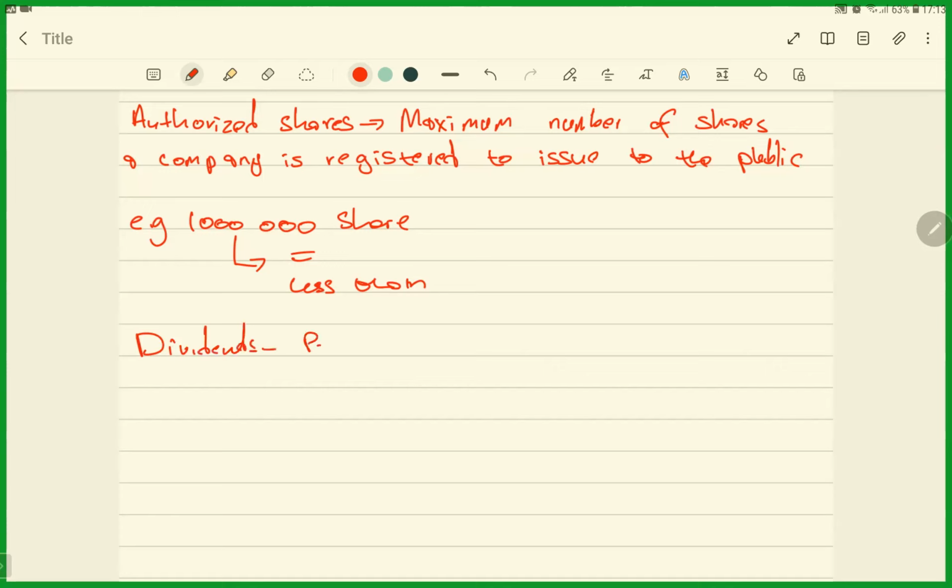So dividends are the portion of profits after paying tax, distributed or shared to shareholders.